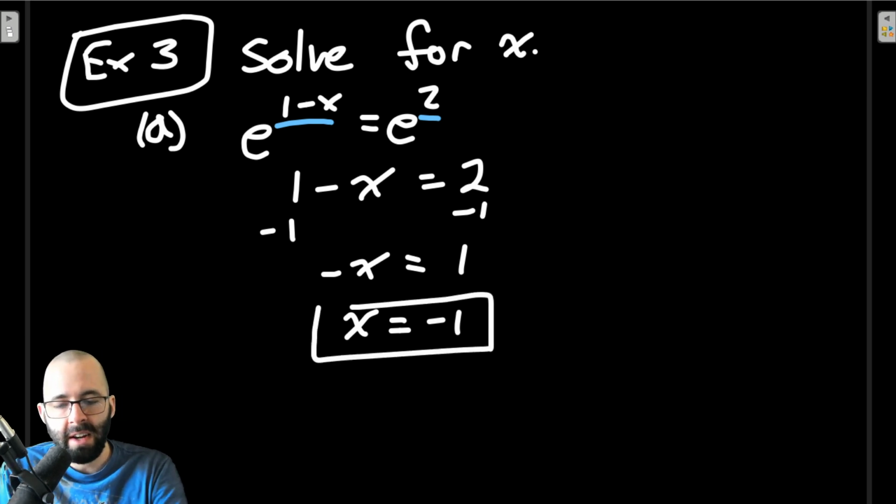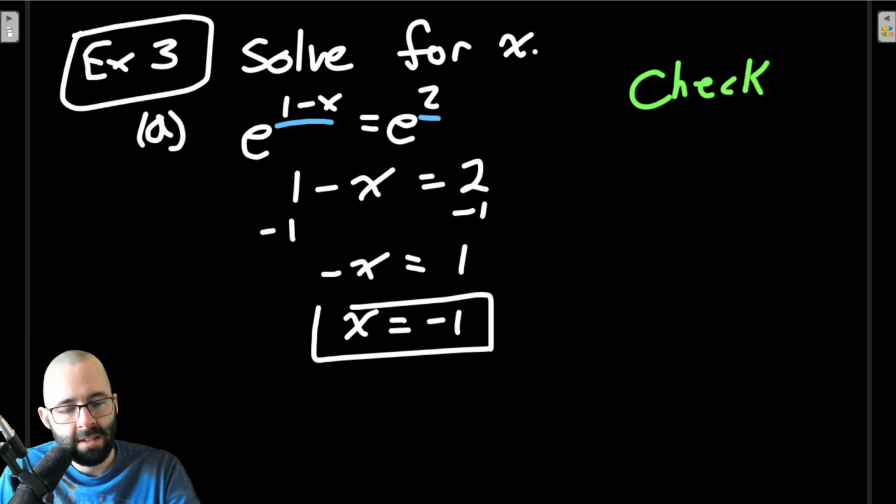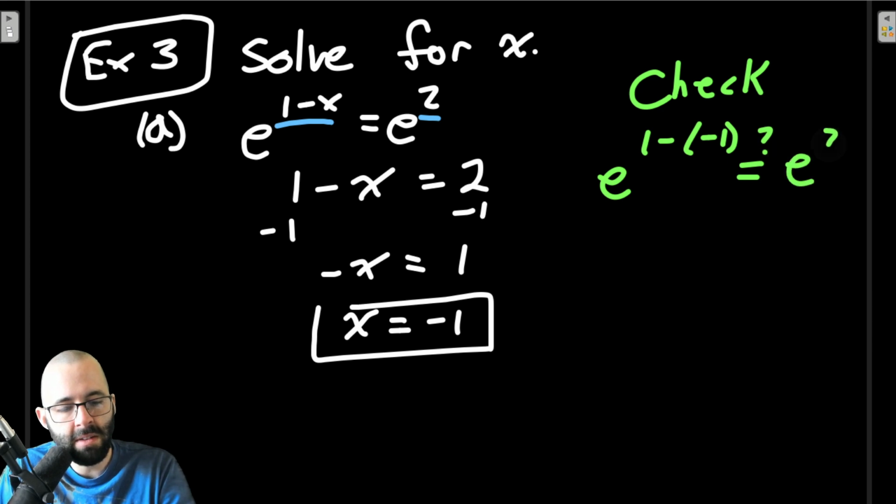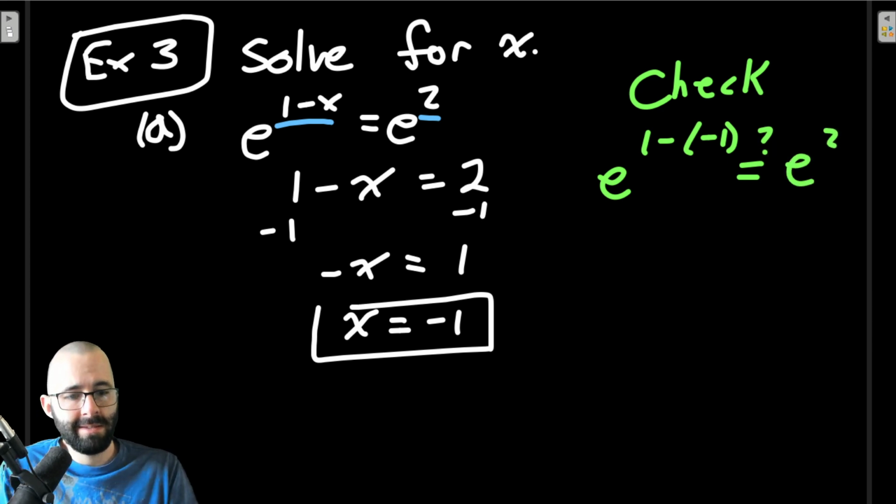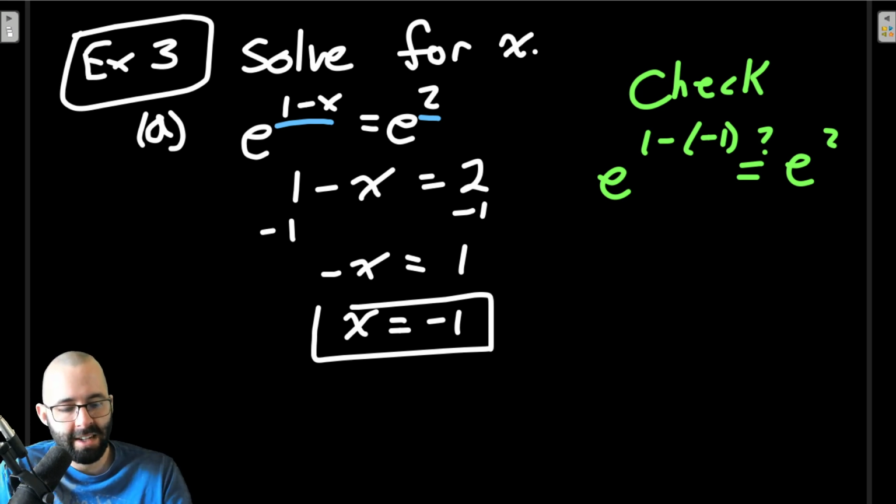And we check our answer, right? If we wanted to, we check our answer and say, okay, is e to the 1 minus negative 1 equal to e squared? And yeah, it is. 1 minus negative 1 is positive 2. e squared is e squared. Yeah, that's true.